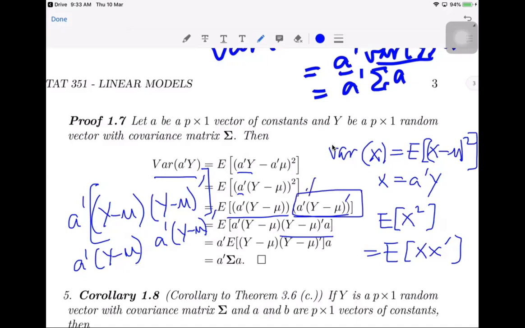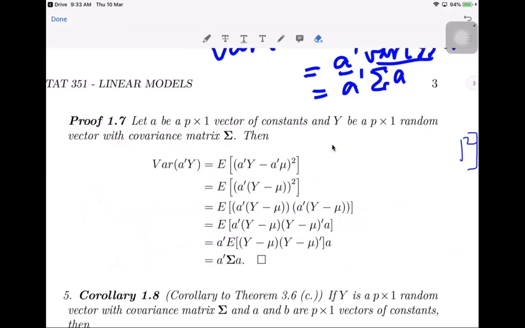Because this is just a constant. A prime for a constant is just a constant, and you can put the constant there. And then from here, you see that this part here is just a constant, no? So you can move the expectation inside, not distributed for all. This term, you can take the expectation of that, but by definition, that is the variance of y. So that will be equal to a prime times a.